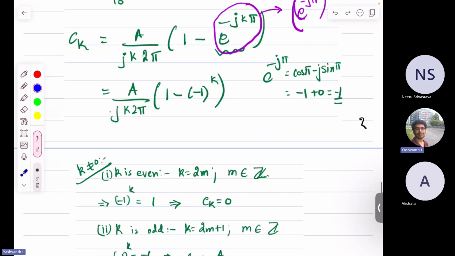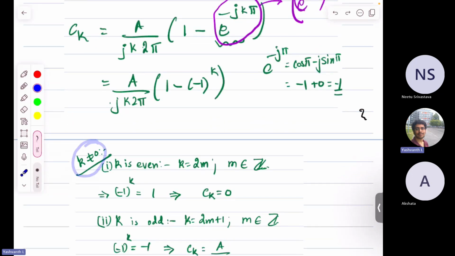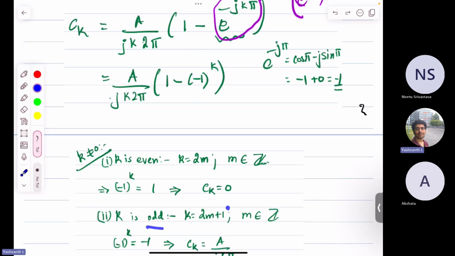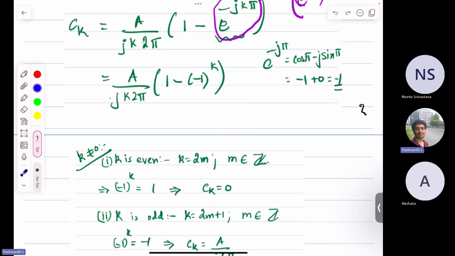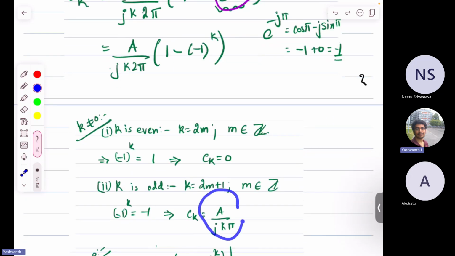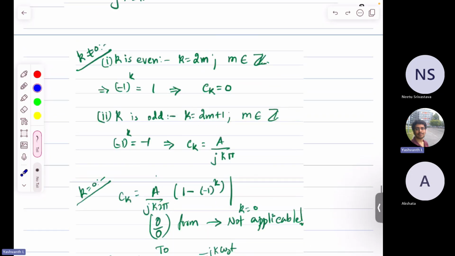So then what it means is that whenever your k is not equal to 0, and when k is an even number, this minus 1 power k will be equal to 1, because any even power of minus 1 is equal to 1. So then 1 minus 1 will become 0. Therefore, for any even k, ck is equal to 0. Whenever k is odd, that is, you can write k is equal to 2m plus 1, then minus 1 power k will be equal to minus 1, then 1 minus of minus 1 will be equal to 2, and that 2 will cancel with the denominator 2 here. So what you have is a by jk pi for odd values of k. Okay, so this is for k not equal to 0.